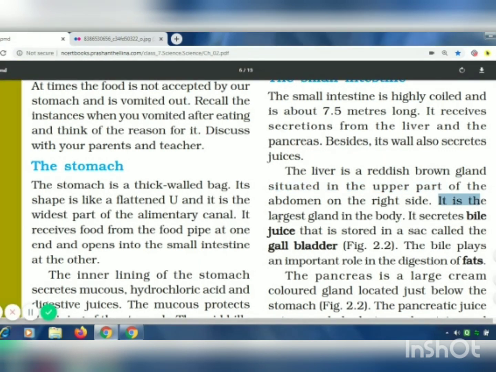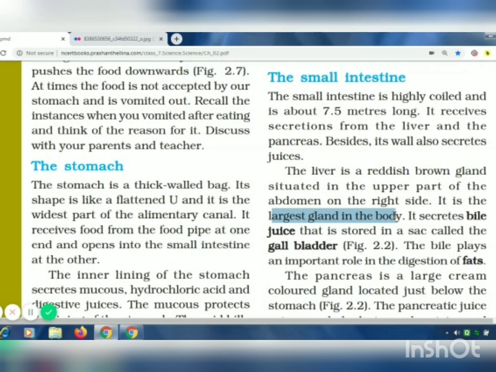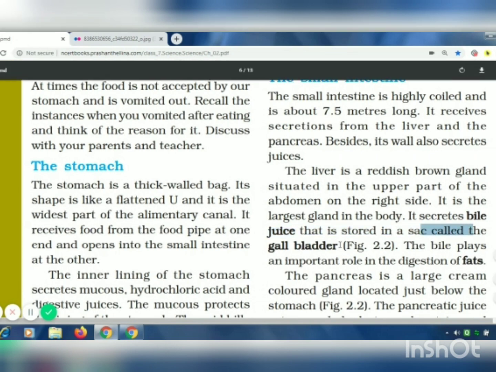It is the largest gland in the body. So this is also one more important line that you have to remember, that the liver is the largest gland in our body. What does it do? It secretes bile juice, one type of digestive juice which helps to digest the food. It secretes bile juice that is stored in a sac called the gallbladder.